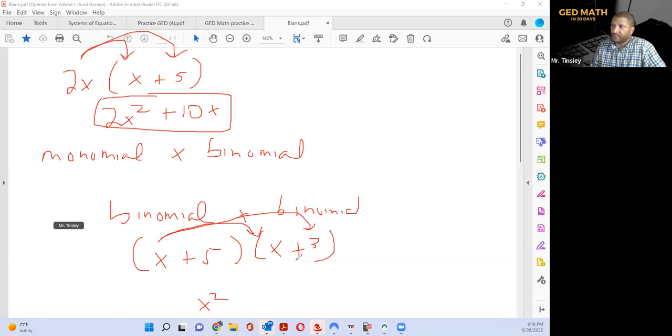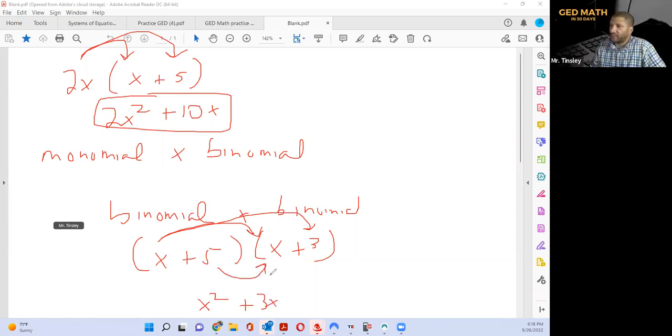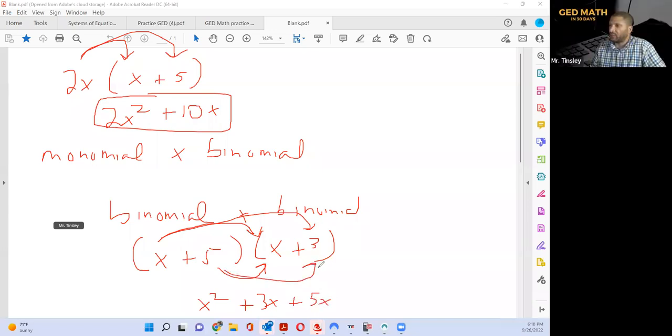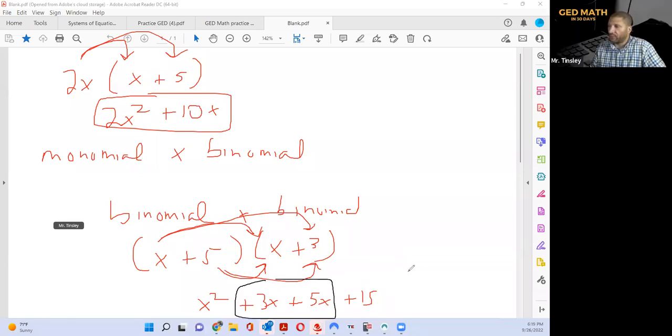What's x times 3? 3x. What kind of 3x? Positive 3x. What's 5 times x? Positive 5x. And then what is 5 times 3? Plus 15. Do we have any like terms? Yes. What are the like terms? 3x and 5x. So we're going to simplify this to x squared plus 8x plus 15.